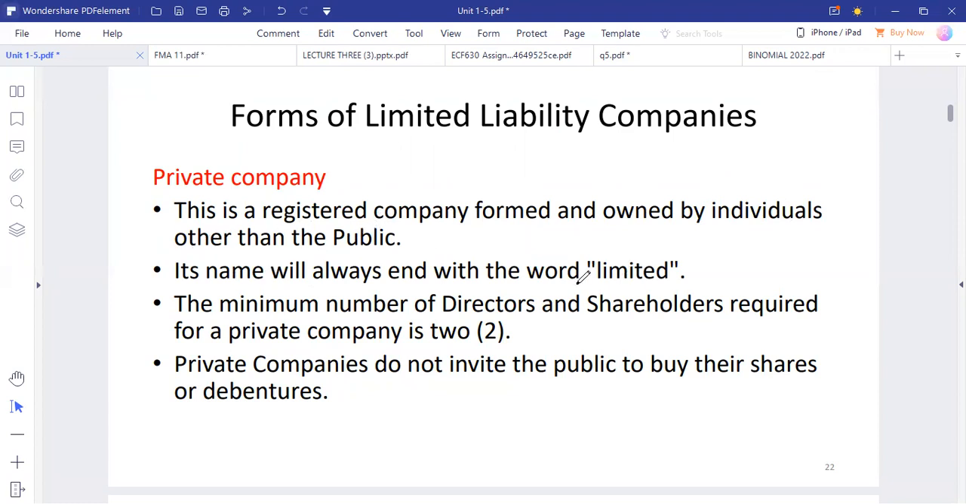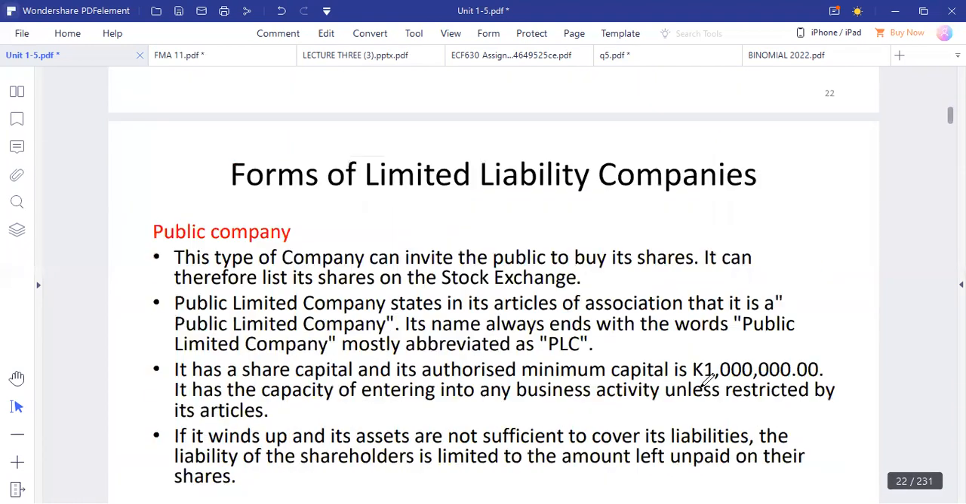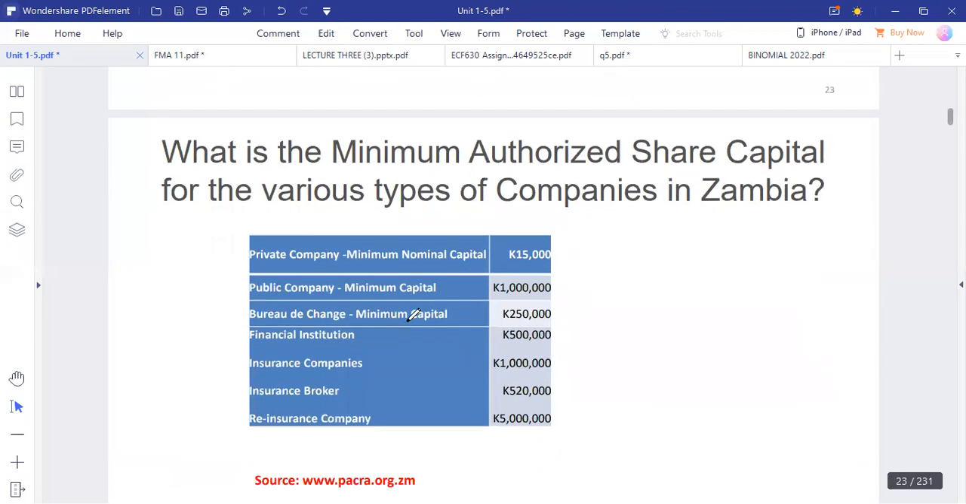So its name ends with Limited or LTD. For a public company, it is PLC. So there's a minimum number of directors and shareholders who are required for a private company. Private companies do not invite the public to buy their shares. For the public, like I said, they can trade on the stock exchange. It ends with PLC. So they are also limited by how much they themselves invest in the business.